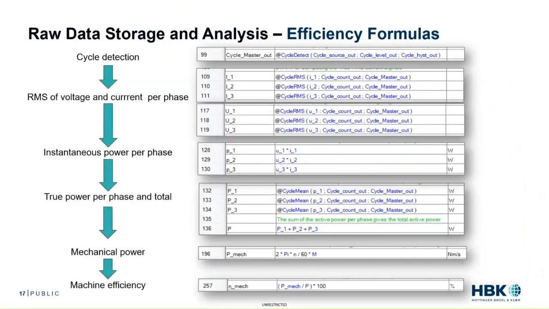So here we have some examples of the automatically created calculations that can be made in a power analyzer using cycle detect. So we see the cycle detection formula at the very top. So the cycle master out is the cycle detect signal, which is the result of locating the zero crossing points on the first phase of current. And then all the remaining calculations that you see below there, just showing here a few examples of some of those equations. We have the RMS current, the RMS voltage, true power, mechanical power, all the way to efficiency. They're all referenced to the cycle-based signal cycle master out, which means they're all calculated in sync or calculated on the same cycle.